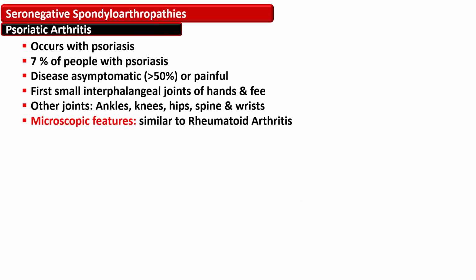7% of people with psoriasis develop psoriatic arthropathy or psoriatic arthritis, and the disease is mostly asymptomatic but can be painful. Initially the interphalangeal joints of the hand and feet are affected, and later on more joints are added, that are ankle, knee, hip, spine and wrist. Microscopic features are almost the same as those of rheumatoid arthritis.